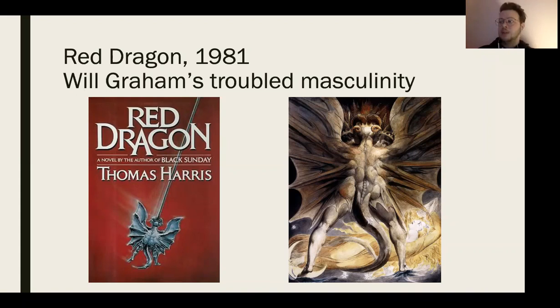Dolarhyde dies attempting to wipe out Graham's family in retribution for being stopped in his killing spree. Graham, incapable of providing the genuine respectful partnership that Molly needs from him, ends up a reclusive alcoholic.